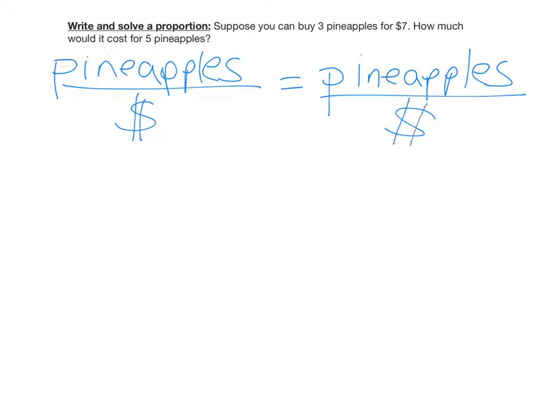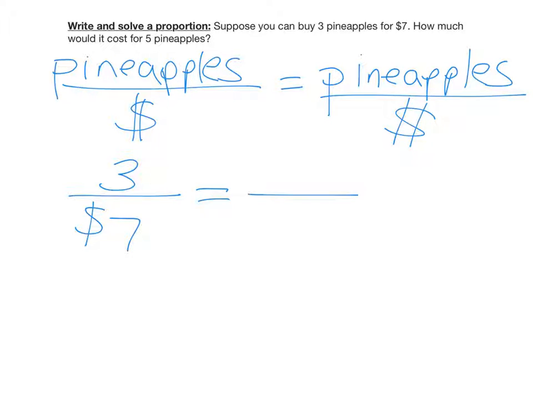over money. What's important here is that the labels match on the top and then again on the bottom. If you chose to put the money on top, that would work as long as in your other ratio you also have money on top and then pineapples on the bottom. As we go forward, it's important to pay attention to which numbers you're using with which ratio. For example, if I go forward using 3 pineapples over $7, those can be in the same ratio because they're grouped together in the problem.